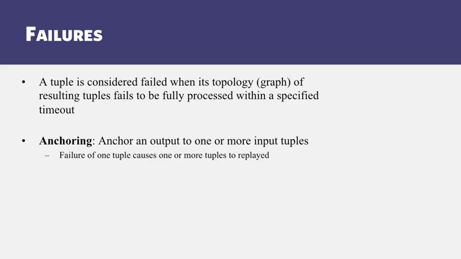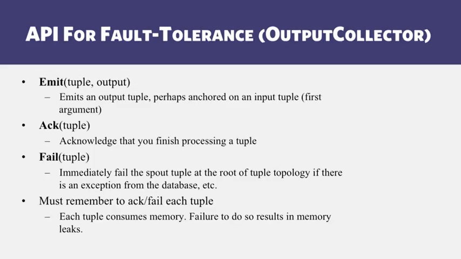In order to tackle this, Storm uses what is known as anchoring, where you can anchor an output to one or more of its input tuples. The failure of this output tuple to be received causes one or more of those tuples to be replayed in the system. The way you do this is via an API, which is specified in the output collector class. This has 3 major functions: emit, ack, and fail.